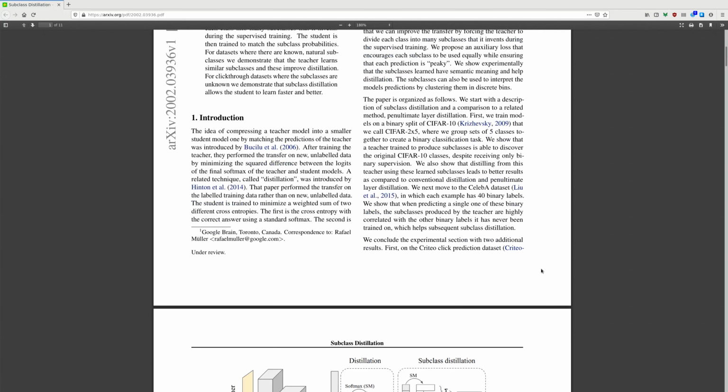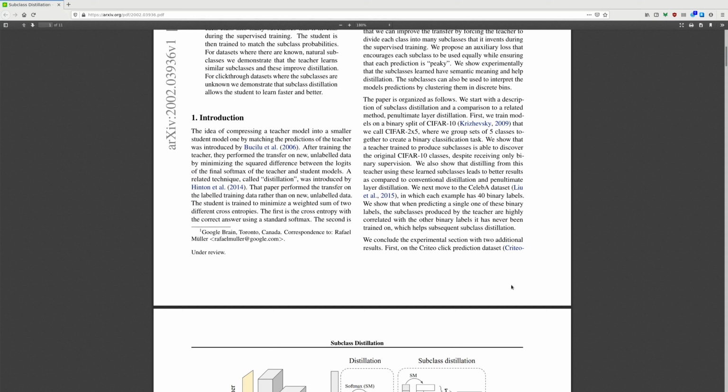The paper is organized as follows. We start with the description of subclass distillation, and comparison with related methods, such as penultimate layer distillation. First, we train the models on binary split CIFAR-10, which we call CIFAR-2x5, where we group sets of 5 classes together to create a binary classification task. We show that the teacher trained to produce subclasses is able to discover the original CIFAR classes, despite receiving only binary supervision. We also show that distilling from this teacher using these learned subclasses leads to better results as compared to conventional distillation and penultimate layer distillation.